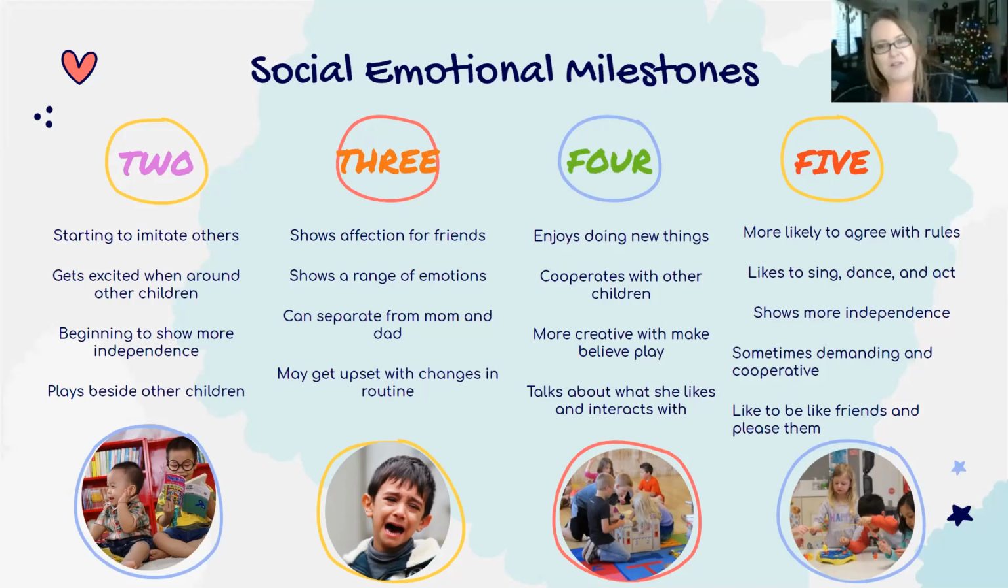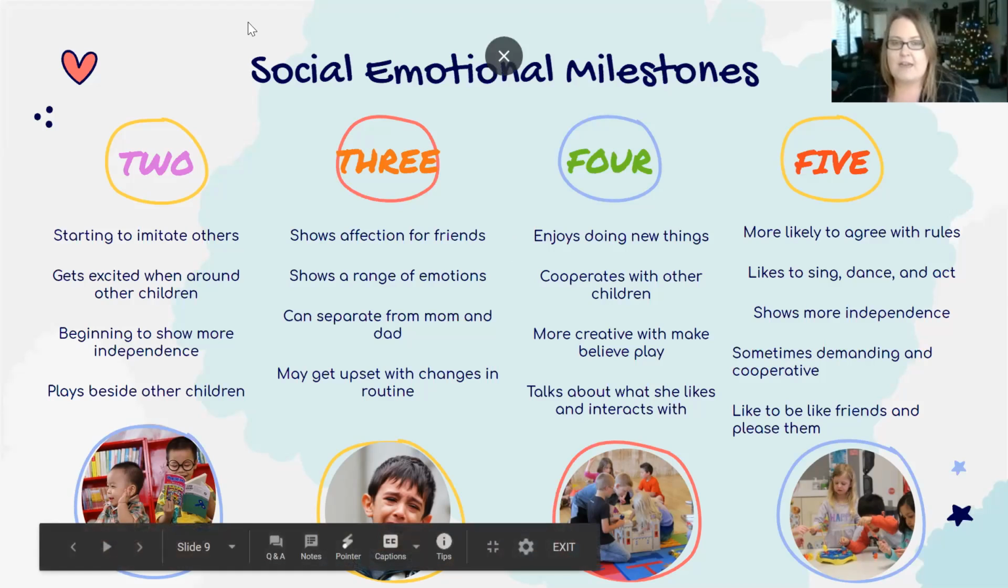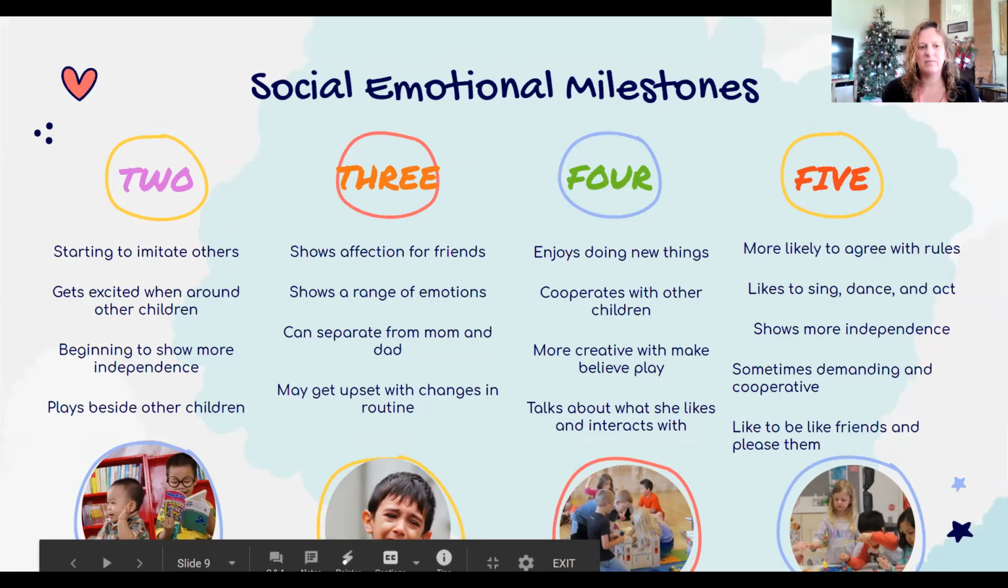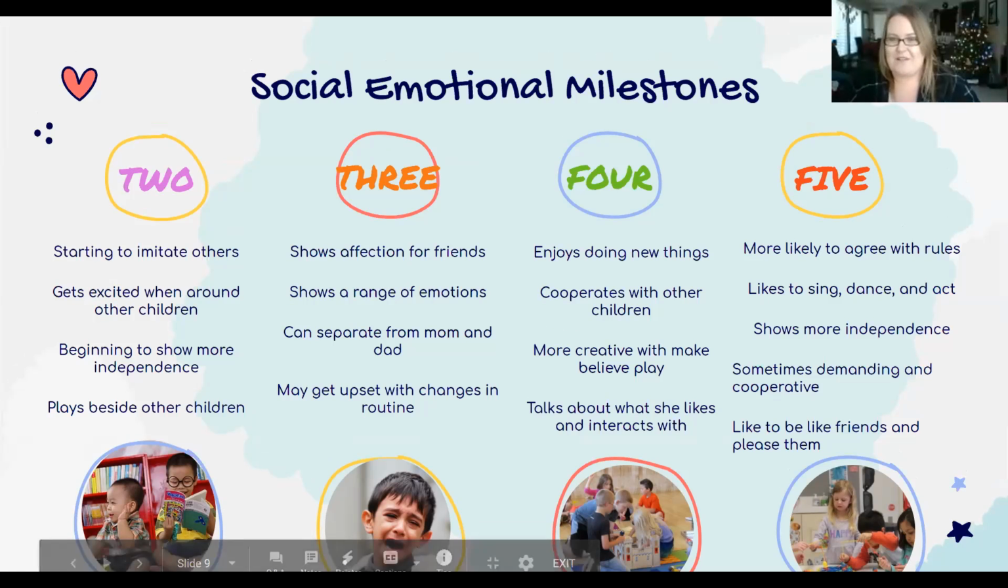4-year-olds, we're getting a little older now. They enjoy doing new things, cooperating with other children. So that's when you'll start to see more of, let's build this tower together, or let's color this picture together, handing each other materials. So the play is getting a little more connected with others. Then they're becoming more creative. They're having that make-believe play. And then talking about what they like, what their interests are. And they're very self-motivated, so they want to know who has the same interests as they do at that age.